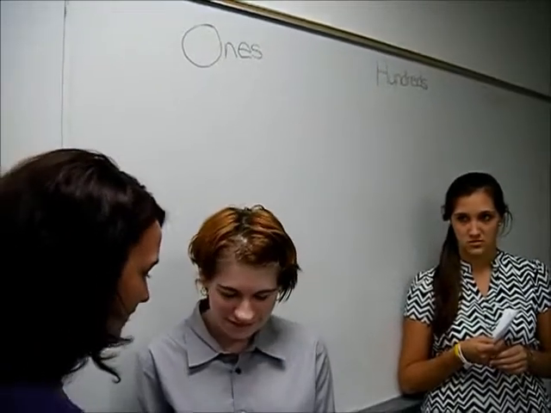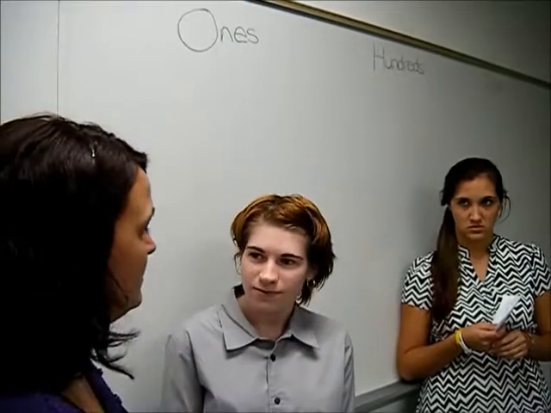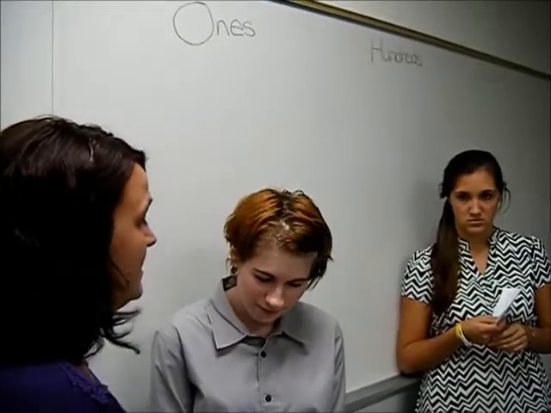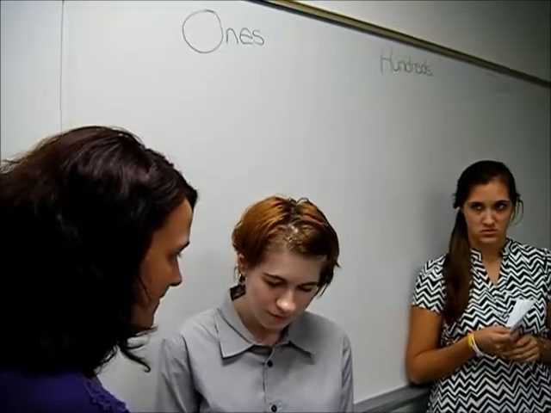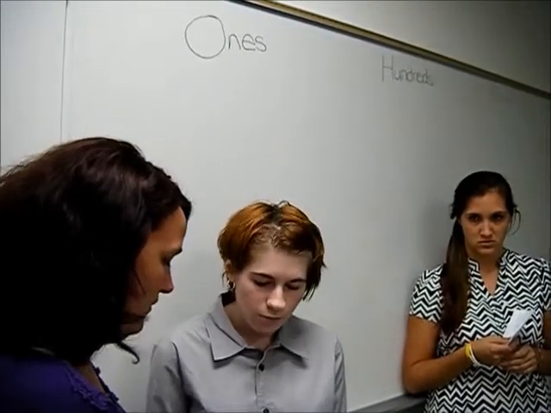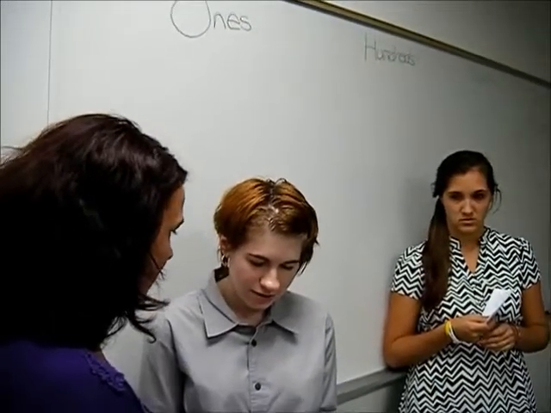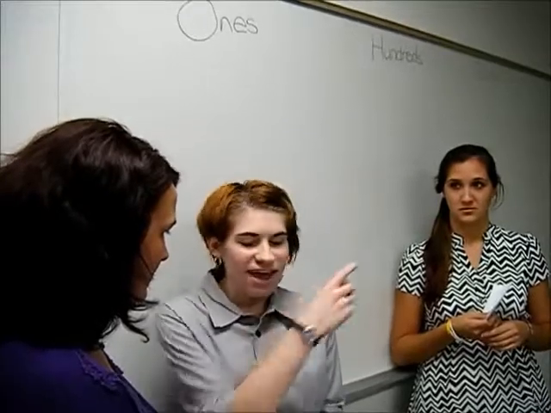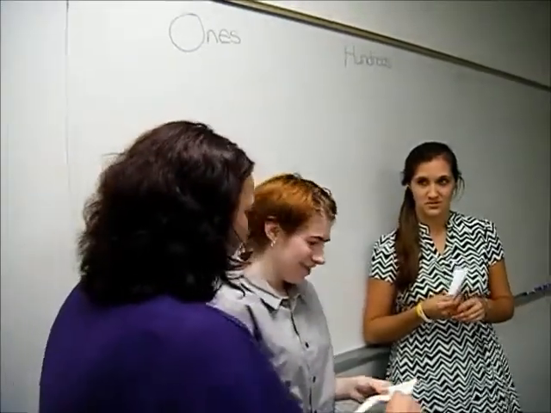No? Well, let's review. The ones place value is the first number. The tens place value is the second number. All right? So, count with me. 1, 2. Now, what number is the 9? Tens. So, it's the second number. Oh. So, let's go over here.